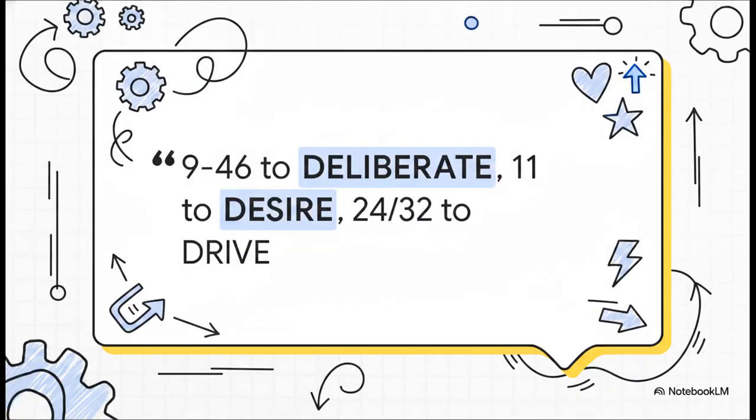The best heuristic hook to lock in the three functional prefrontal zones is this classic mnemonic mapping the famous Brodmann areas to their exact executive roles.